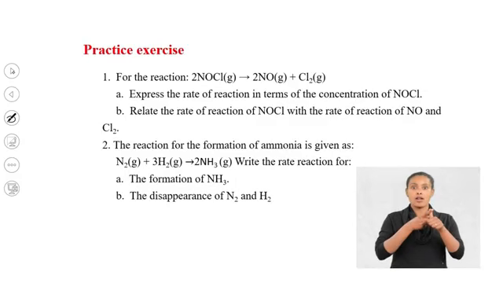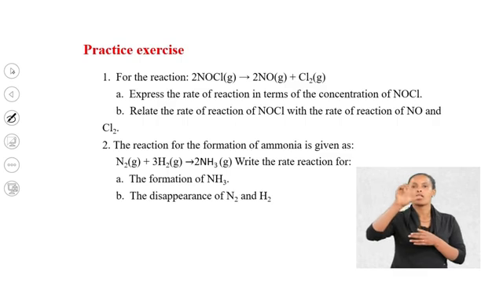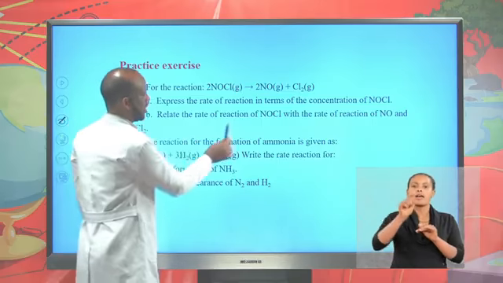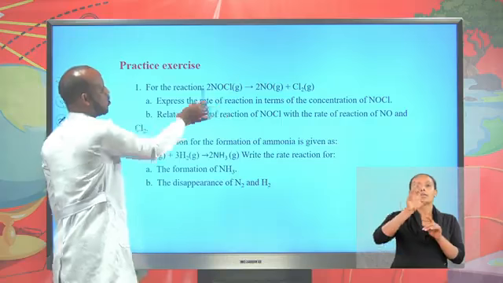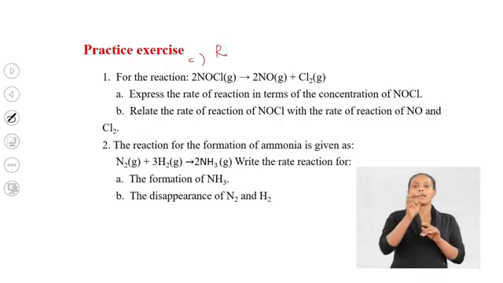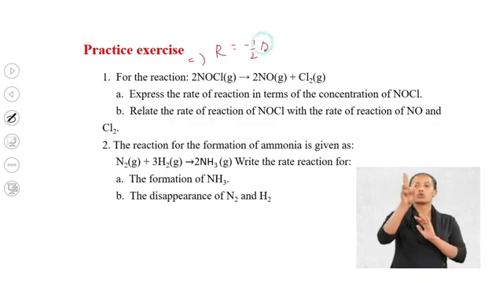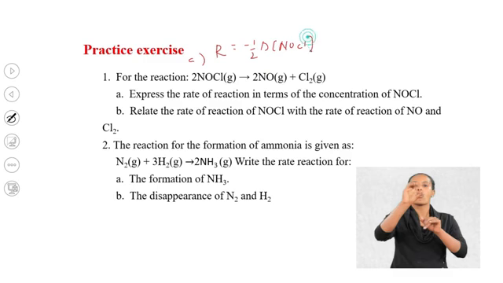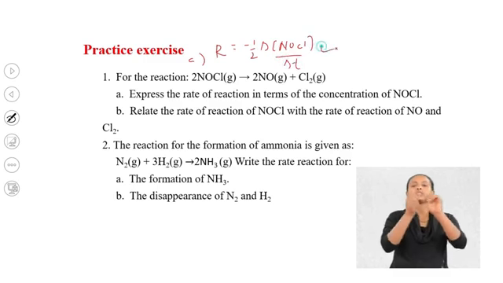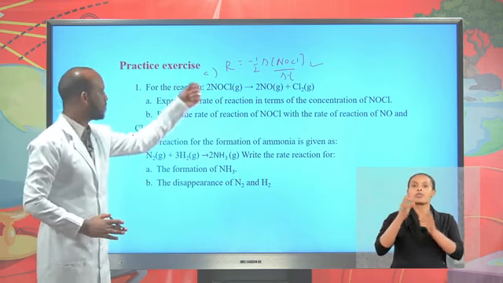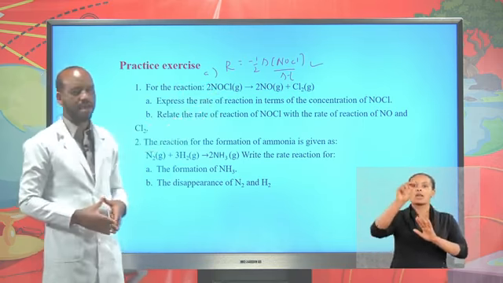1. For the reaction 2NOCl gas → 2NO gas + Cl2 gas, (a) express the rate of reaction in terms of concentration of NOCl. Rate equals minus 1/2 change in concentration of NOCl divided by change in time. This is the rate of this reaction in terms of disappearance of NOCl.